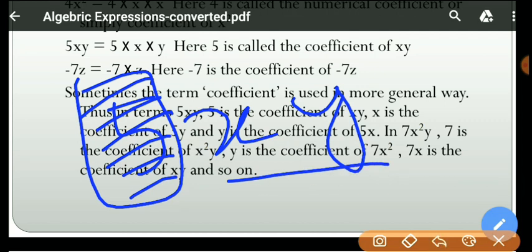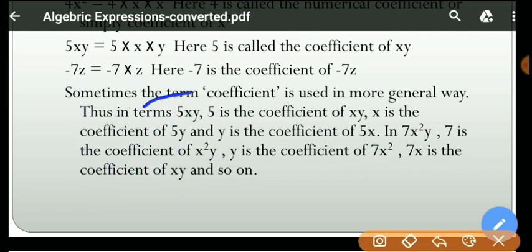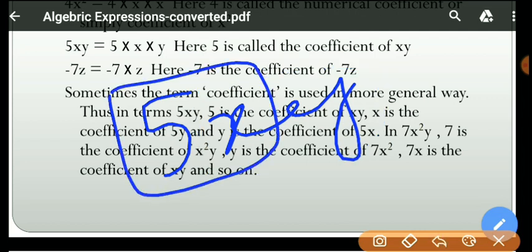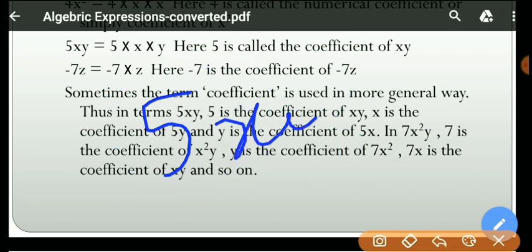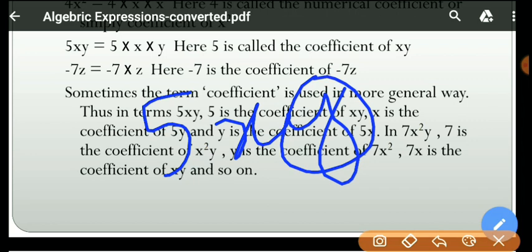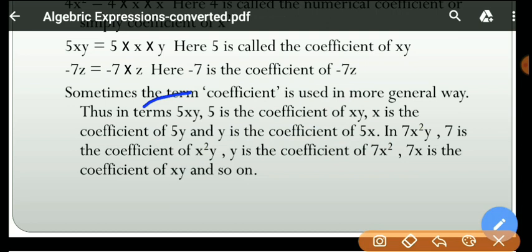Not understanding? This is 5xy. Okay, first of all, this 5 is the coefficient of xy. Similarly, this 5x is the coefficient of y. Similarly, this xy is the coefficient of 5. Similarly, this y is the coefficient of 5x. If you are not understanding, then repeat this section again and watch the video again.